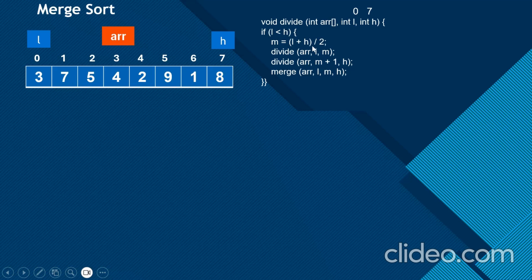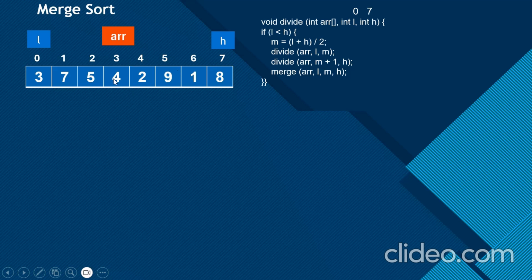So what would be the midpoint? Midpoint would be 0 plus 7 divided by 2, which would be 3.5. But since index cannot be a float or a real number, it is only going to be an integer number. That is why we would be declaring this M, or it has already been declared, as an integer. So it would be storing only the integer part, which is 3. So 3 is our answer as far as the middle point of this array is concerned.